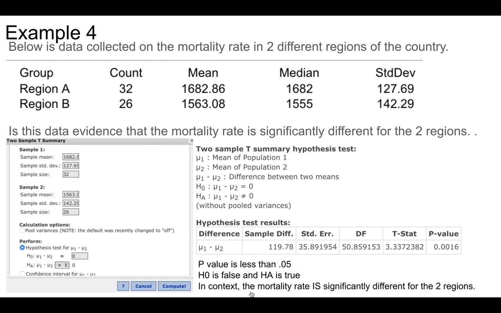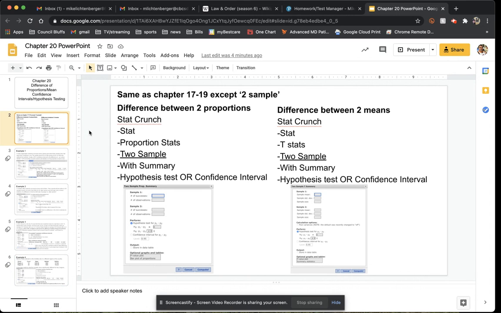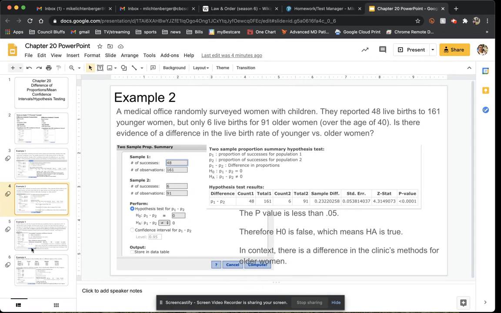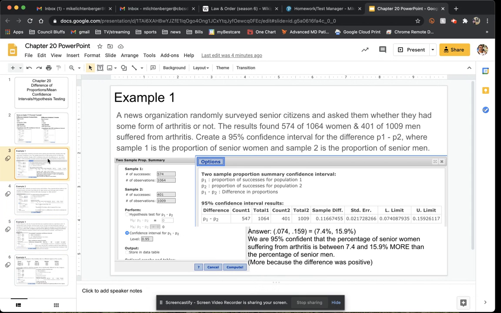Okay, that is it for the PowerPoint. Your Math Excel assignment for this chapter will be a few examples, literally just like the ones I just did. So if you follow along with this, you should be able to do the Math Excel assignment for this chapter. Obviously, reach out to me if you have any questions.